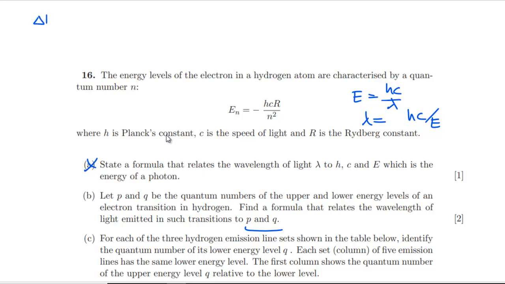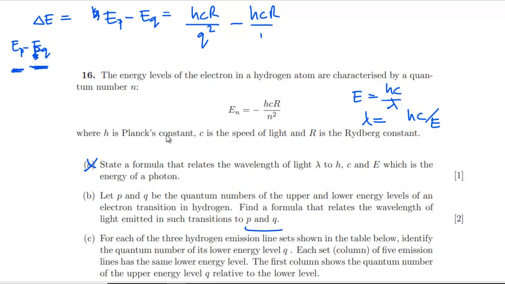So our energy release: P is the higher, so we're going from P to Q. They're negative, so it's going to be EP minus EQ, the energy difference between these. We're moving to something more negative, so this will give us a positive number when we subtract the more negative thing from the less negative thing. So EP minus EQ is going to be hcR over Q squared, because that will become the positive one, minus hcR over P squared.